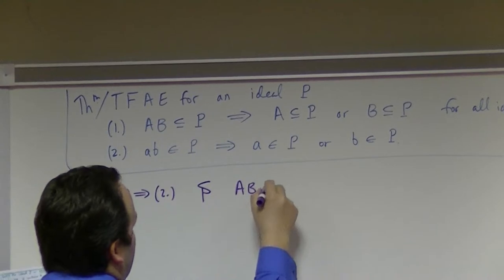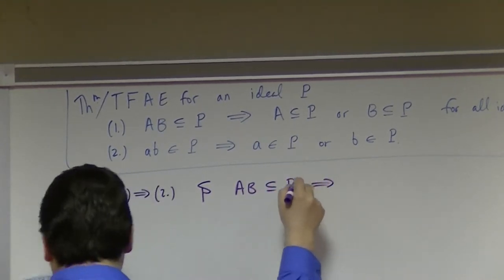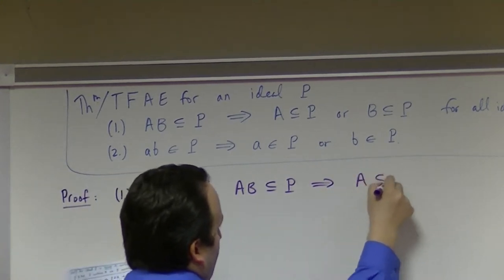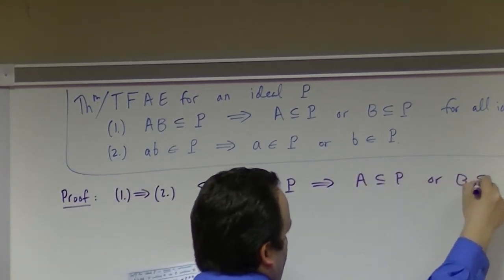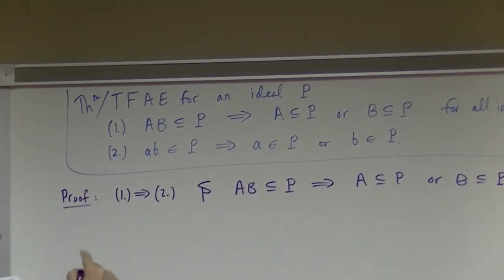Suppose one, okay? So suppose A, B, a subset of B implies that A is a subset of B, or B is a subset of B, all right? Start there. And then we're trying to prove two, all right? So let A, B be an element of P.